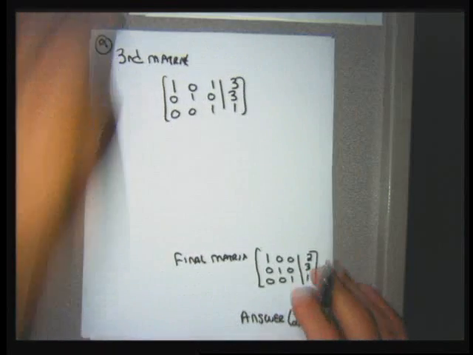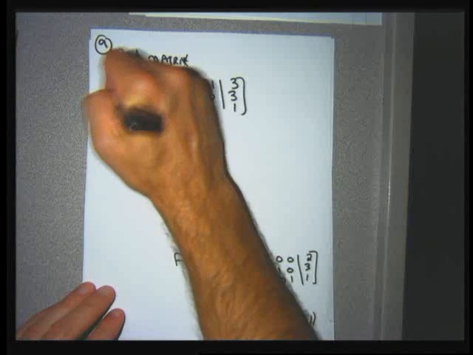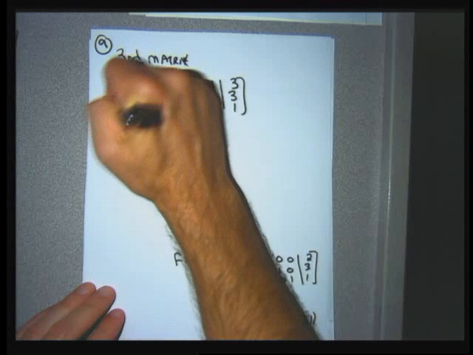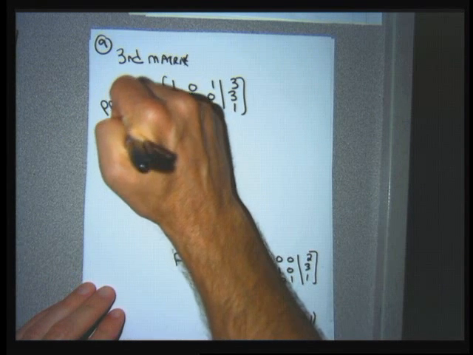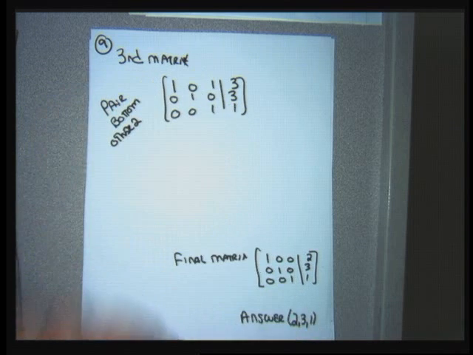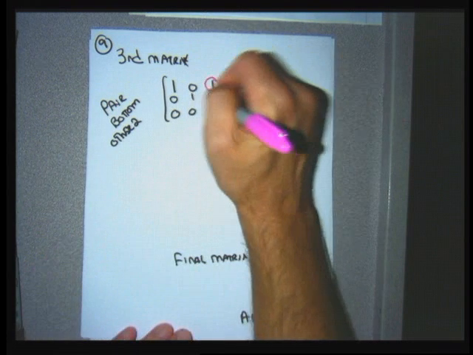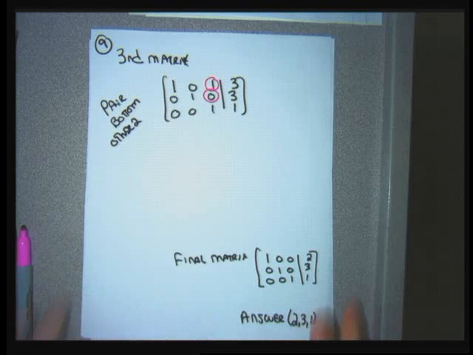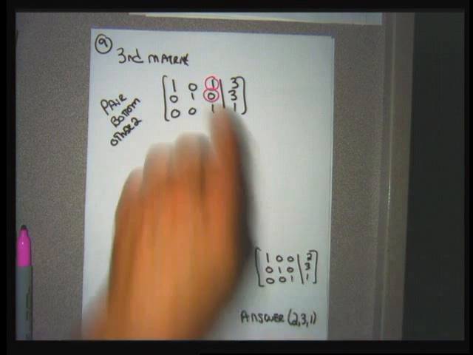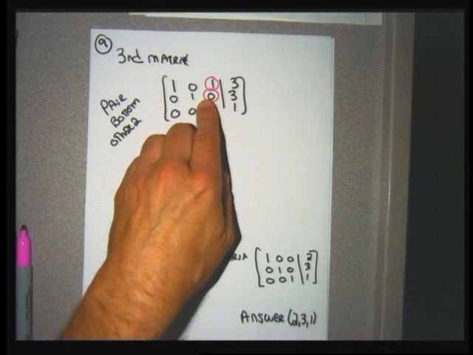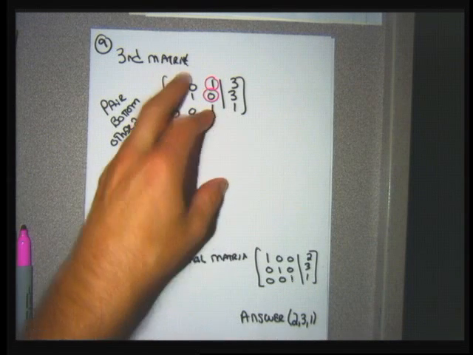Last step is to pair the bottom with the other two. So I'm going to try to get these to be zeros, pairing with the bottom row. The nice thing about this one is I already have one of the zeros, so I don't need to pair the bottom with the middle. I only need to pair the bottom with the top.